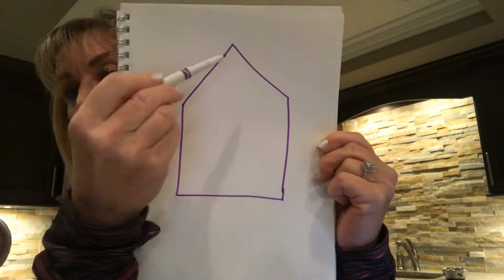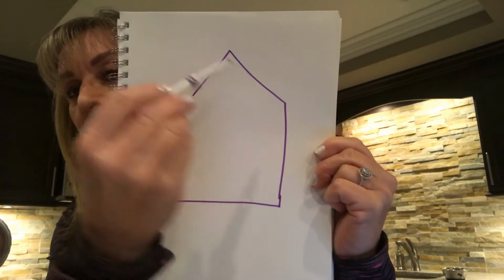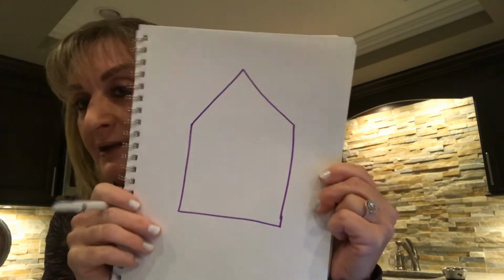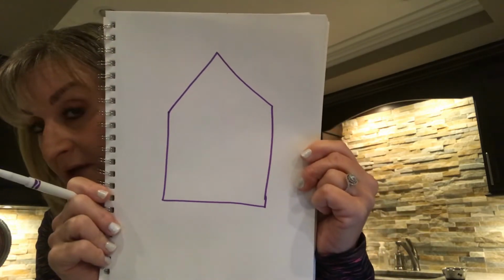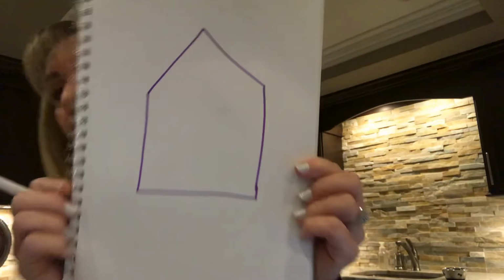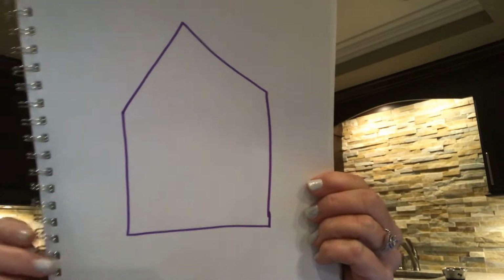Okay, 1, 2, 3, 4, 5. Now, if you feel like you want straight lines, you can get a ruler. I did not. I drew freehand. All right, so I'm going to switch to red and see if I can label any right angles.